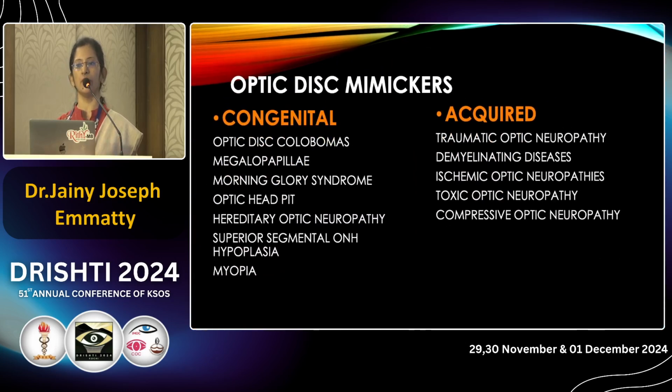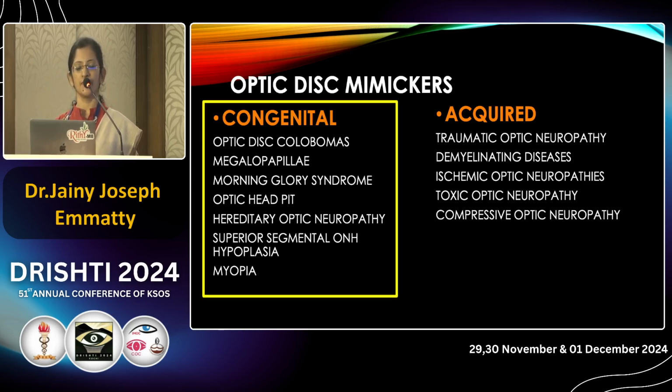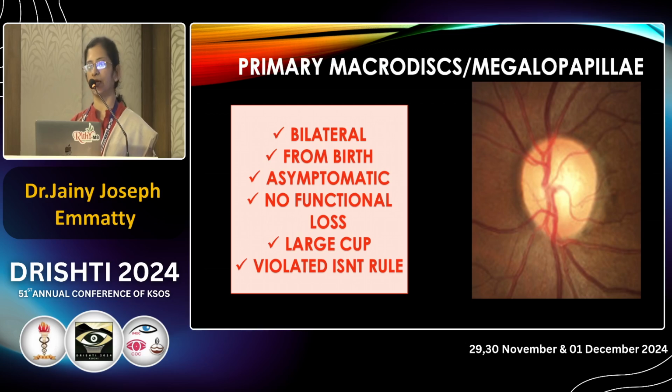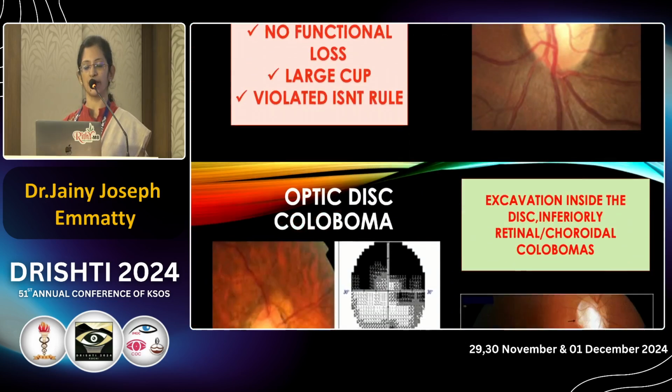So what are our optic disc mimickers? We have a few congenital conditions which mimic glaucoma and a few acquired conditions. We'll go into each condition. First, the congenital disc mimickers. One is the primary macro disc. This is megalopapillae. Usually the disc is very big, usually bilateral from birth, and asymptomatic. There is no functional loss. The cup will be very big, with the ISNT rule violated. So these are actually primary macro discs which are not glaucomatous.